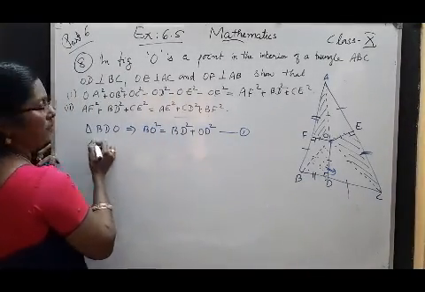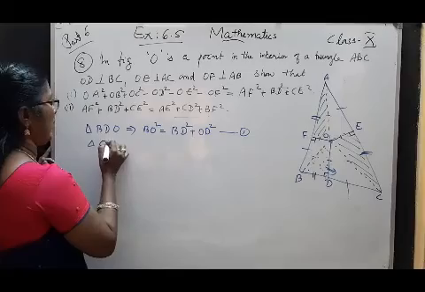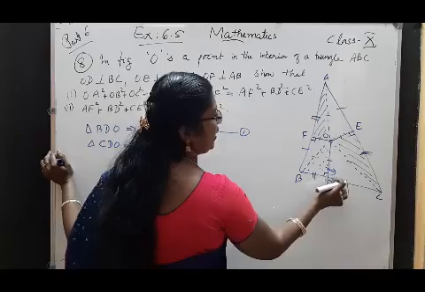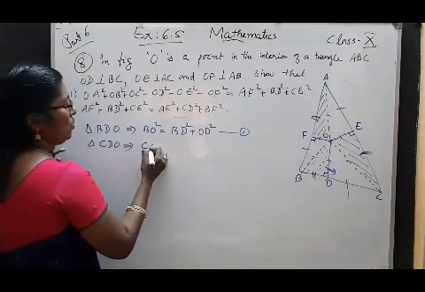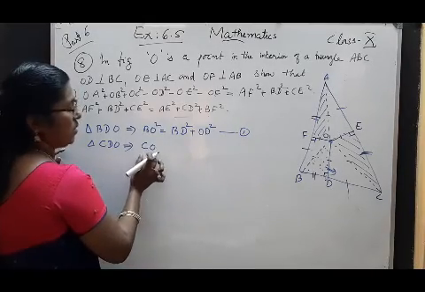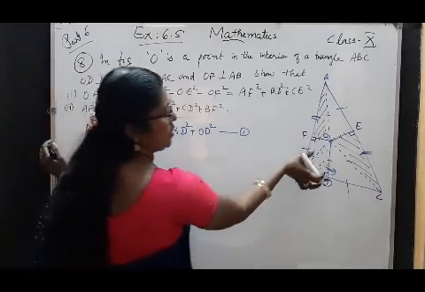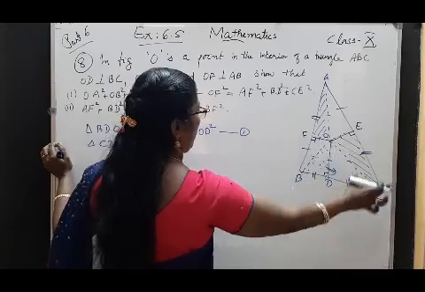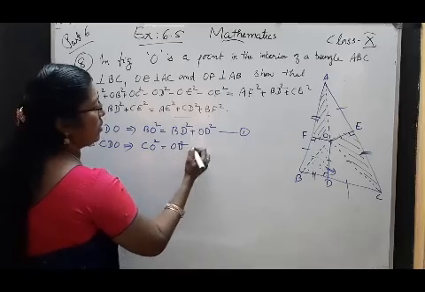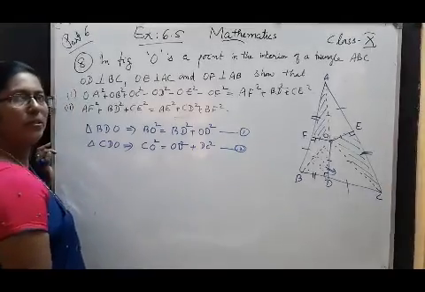Then take the next triangle. In triangle CDO, this is also a right angle triangle. OC is the hypotenuse, or OC and CO both are the same, representing the same line segment. Here CO square equals hypotenuse square, which is OD square plus DC square. Equation number 2.